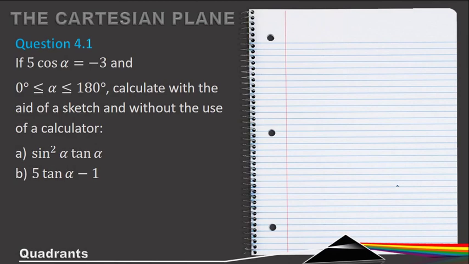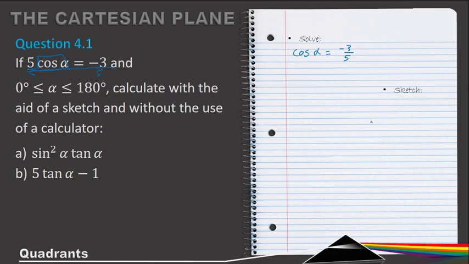Now for question 4.1. If 5 cos alpha equals minus 3 and 0 degrees is less than alpha is less than 180, calculate with the aid of a sketch and without the use of a calculator: a, sine squared alpha tan alpha, and b, 5 tan alpha minus 1. Right, so our first step is to solve. We have our equation and I want to find cos alpha on its own. So simply all we're going to do is divide both sides by 5. Therefore I have that cos alpha is equal to negative 3 over 5.